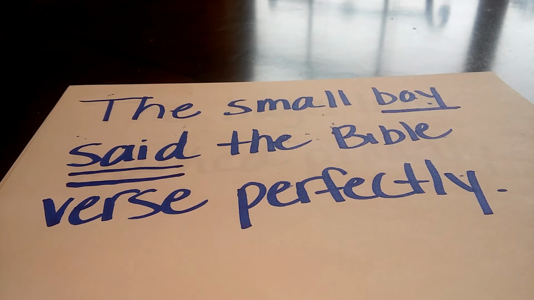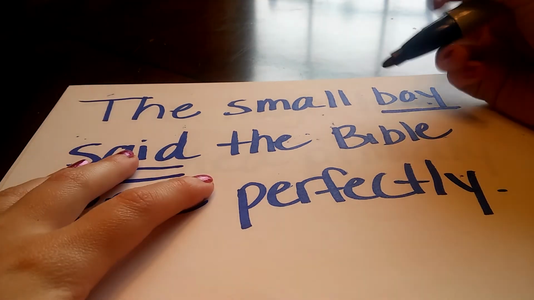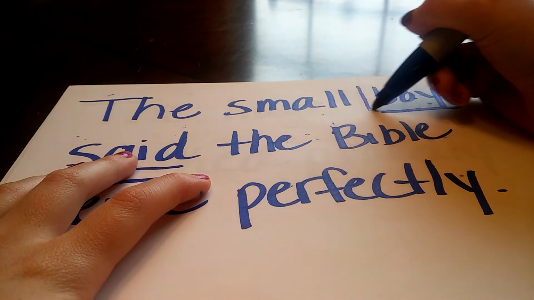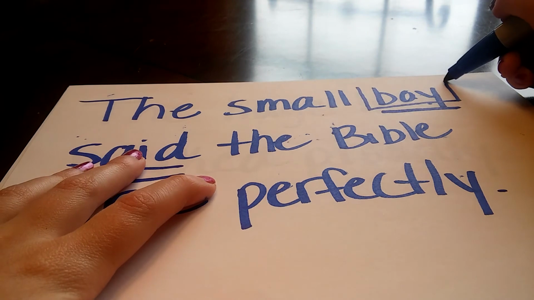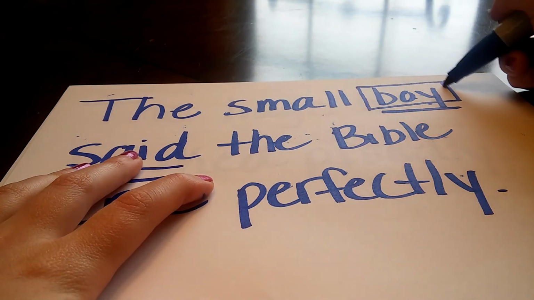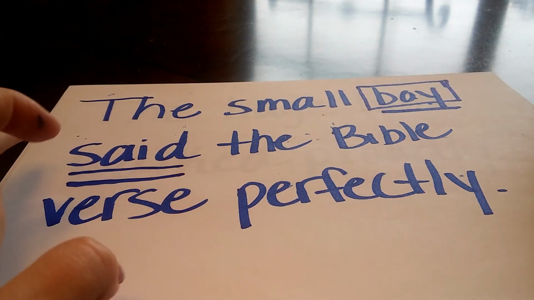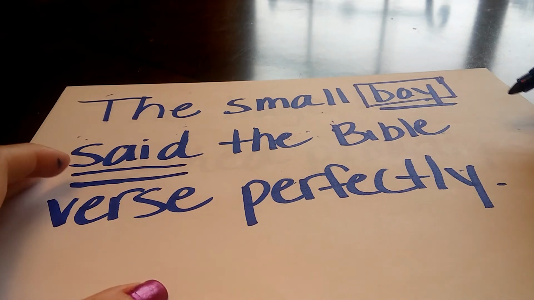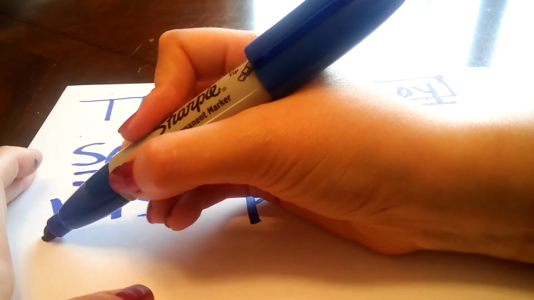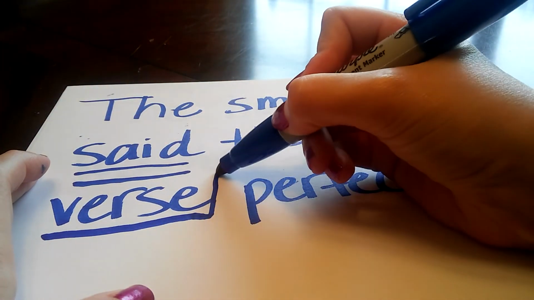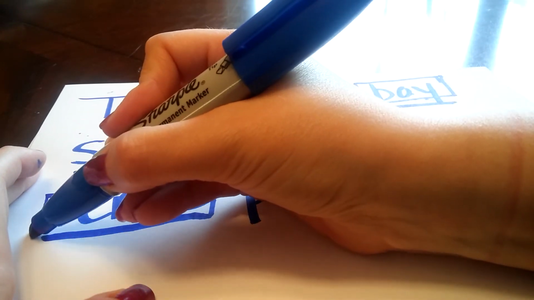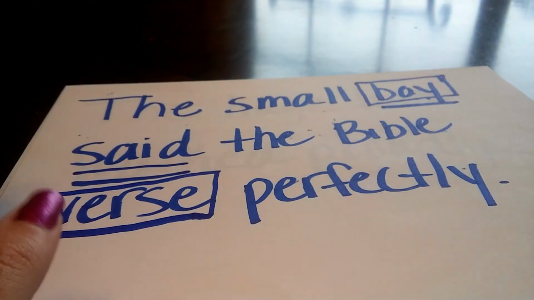Okay, so you have to find all the people, places, or things. Boy is a person. So we're going to put a box around boy. Verse is a thing. So we're going to put a box around verse.